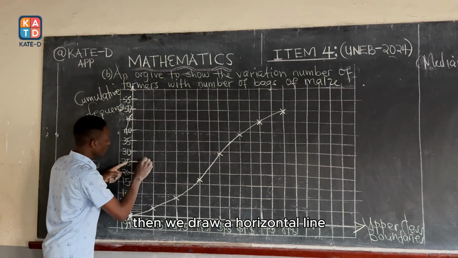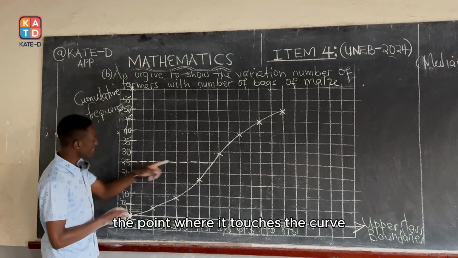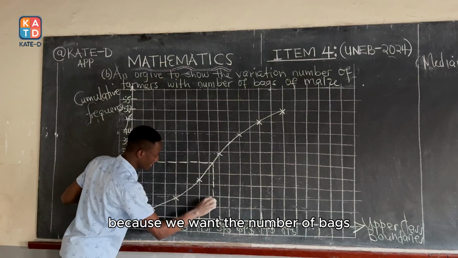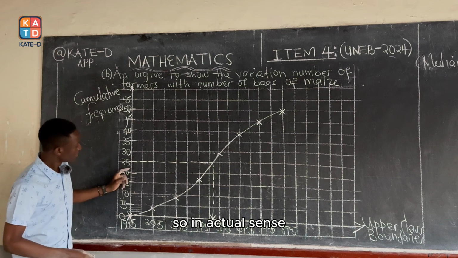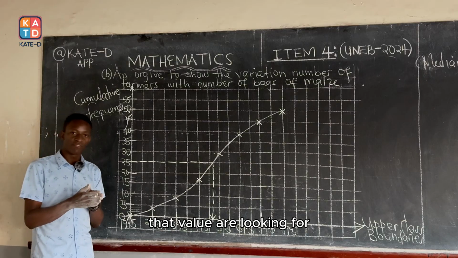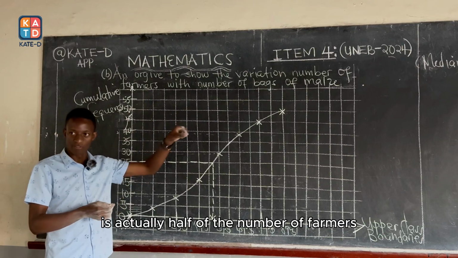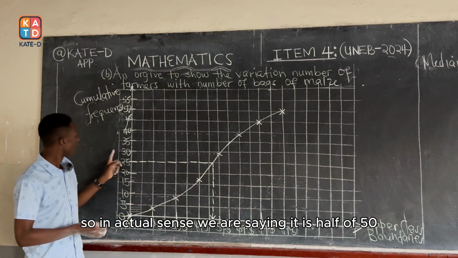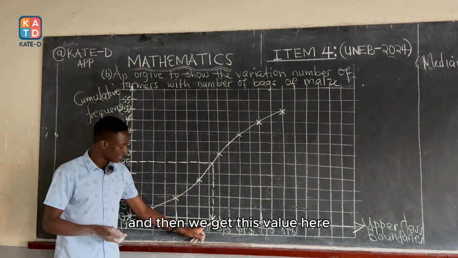Then we draw a horizontal line to go and touch the curve. At the point where it touches the curve, we draw a vertical line downwards because we want the number of bags of maize. So in actual sense, this 25th position is telling us that the value you are looking for, which is half of the distribution, is actually half of the number of farmers. So it is half of 50, which is 25. We locate it here, and then we get this value here.